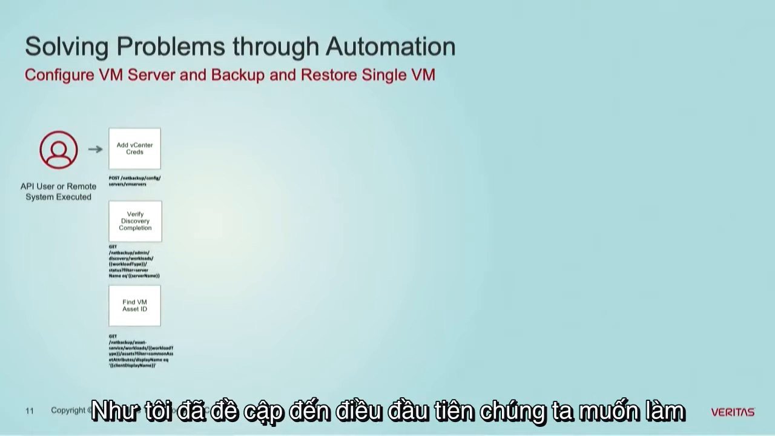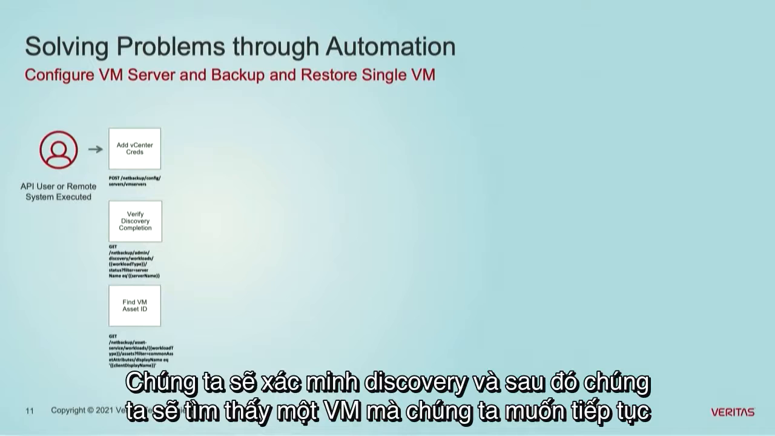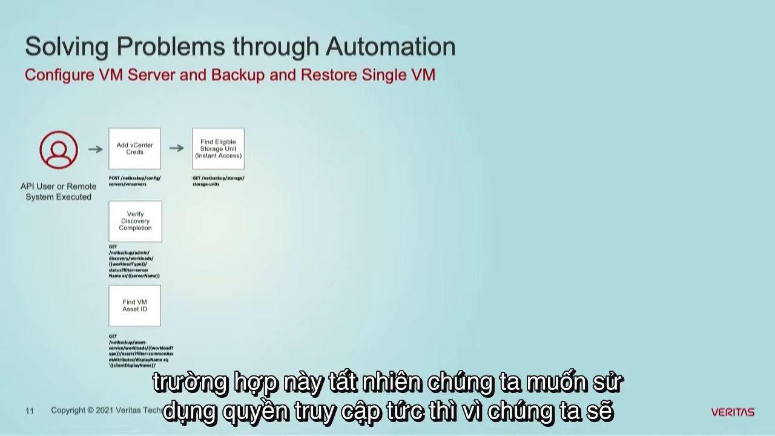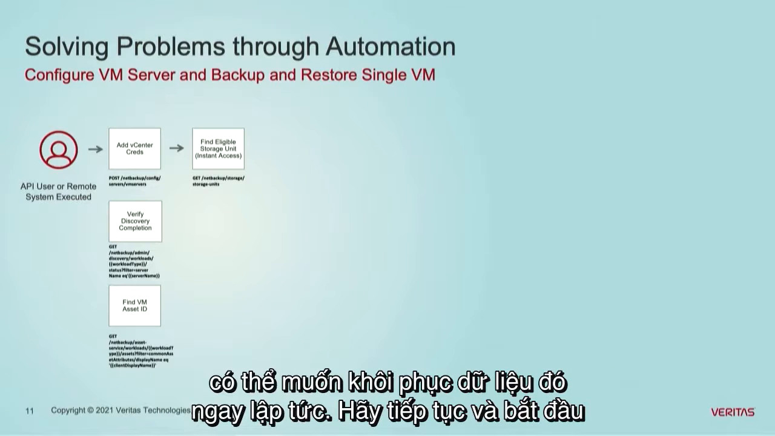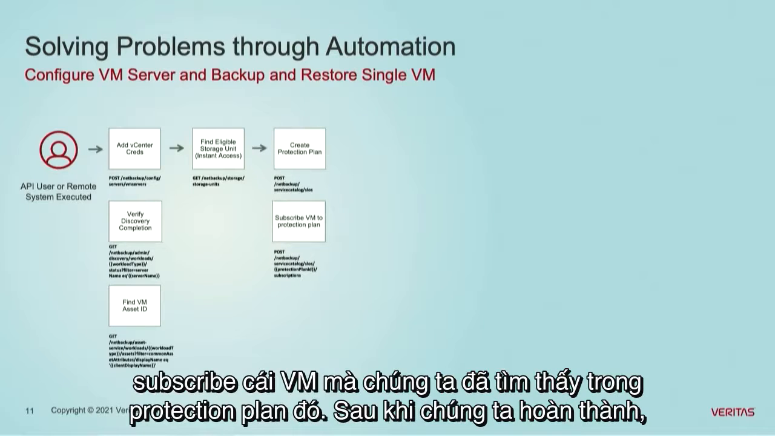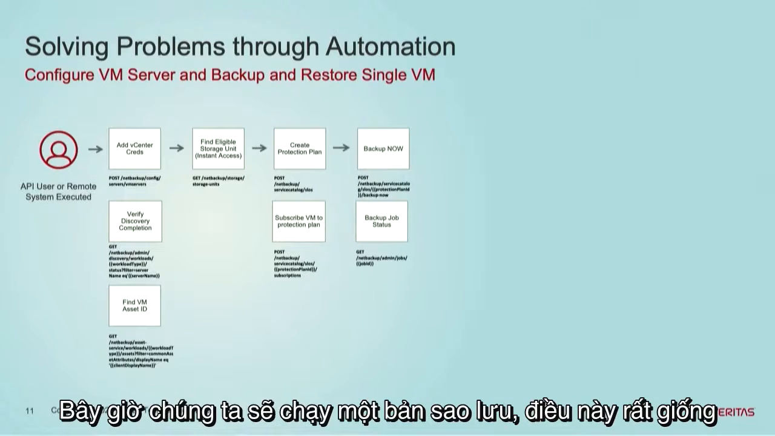So, as I mentioned, the first thing we'd want to do is configure our VMware environment. So we'd add our credentials, we'd verify the discovery, and then we'd find a VM that we want to go ahead and protect. We could then add a storage unit, and in this case, of course, we want to use instant access because we're going to want to recover that data immediately and go ahead and start manipulating it. Then we create our protection plan, and we subscribe that VM that we found to that protection plan. Once we're done with that, we want to, of course, protect that. So we're going to run a backup now.